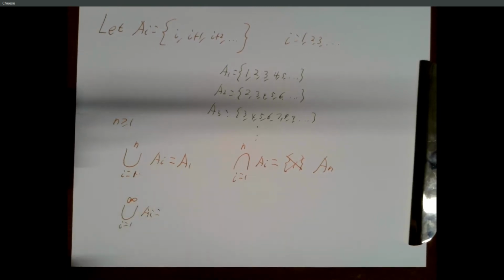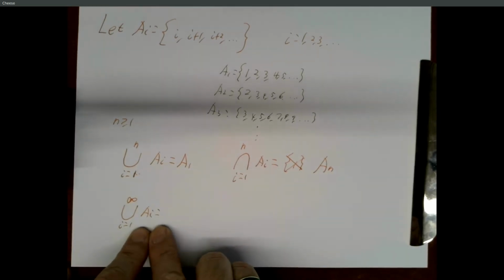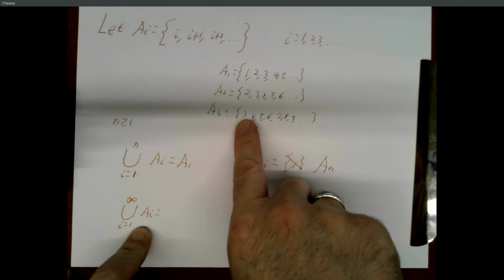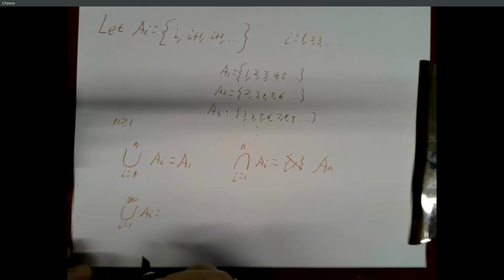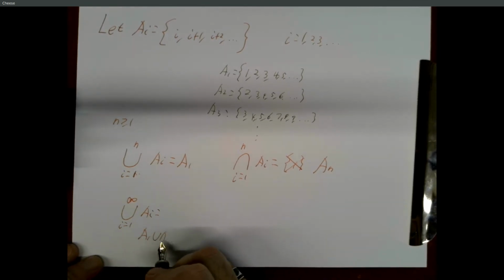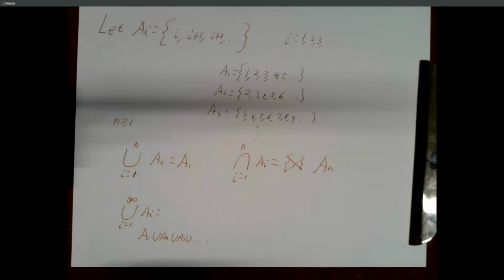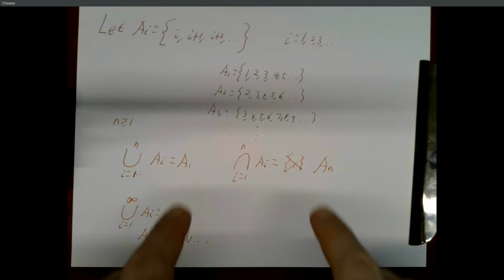All right, now I can do this union with an infinity on top. And there is no such thing as A infinity, because that would be the integer starting from infinity, and infinity is not an integer. This means something different. This means we want A1 union A2 union A3, and we want to keep going forever. So it's the union of every A sub i for all i bigger than or equal to 1. There's no integer bigger than or equal to 1 such that A sub i is not part of this union. It's the union of all of these sets.